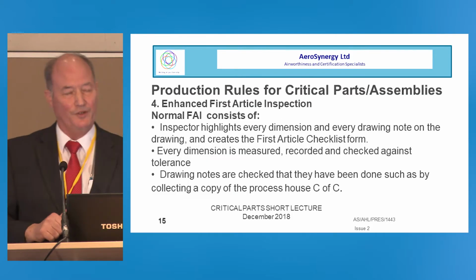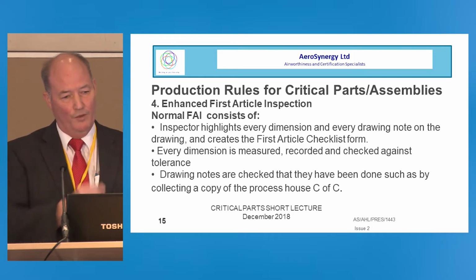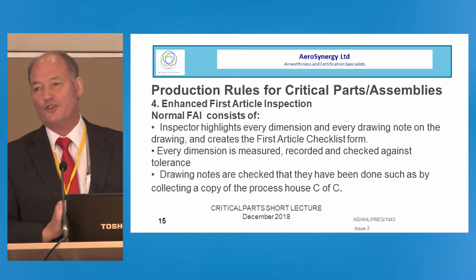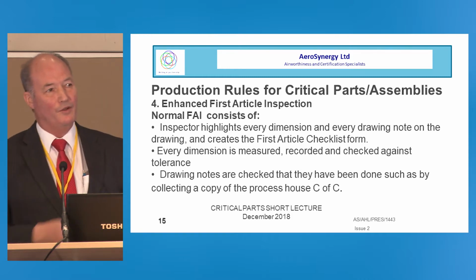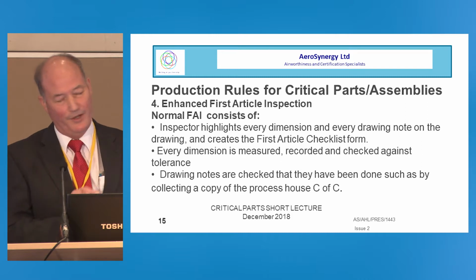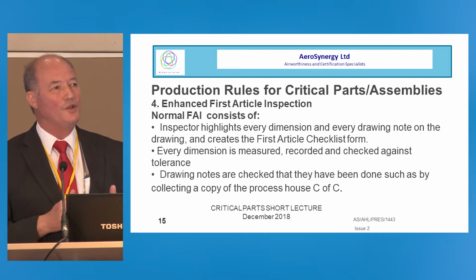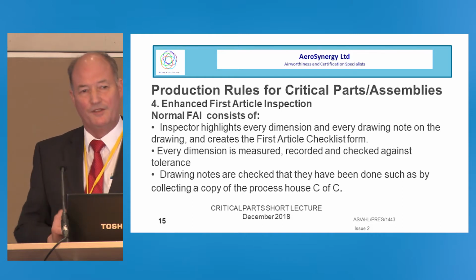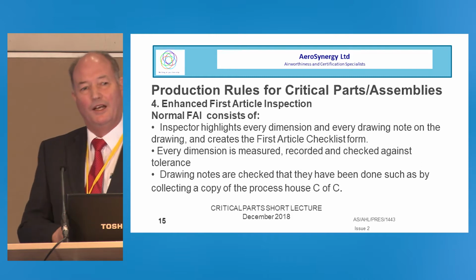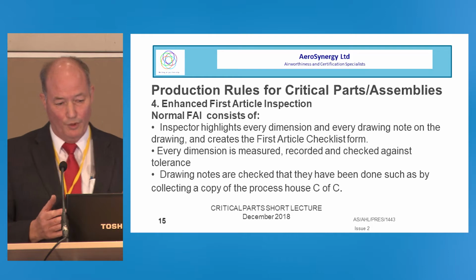A normal first article inspection usually consists of the inspector highlighting every dimension on the drawing and every drawing note, and making a list. Then he'll check the tolerances on each of those dimensions. For the drawing notes, he'll check that those processes or tasks were actually done. He'll look for the stamp on the job card and say, yep, that plating operation was done, and he'll be happy with that. For critical parts, we do more.